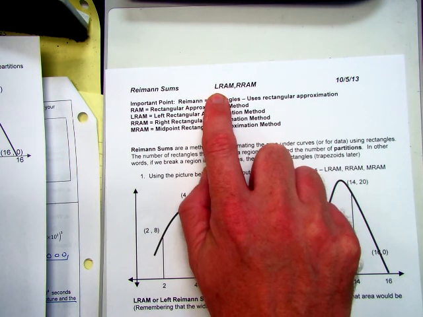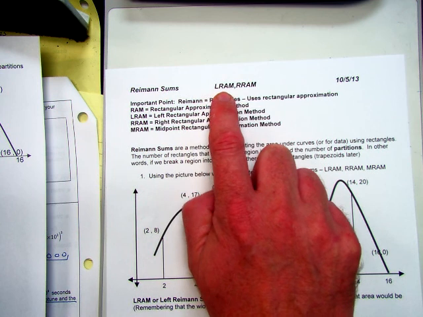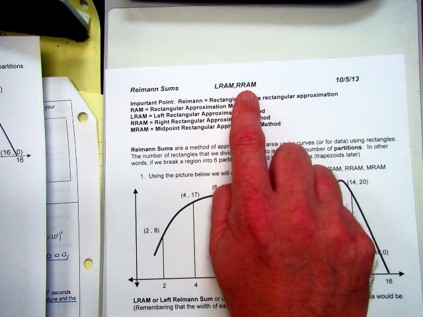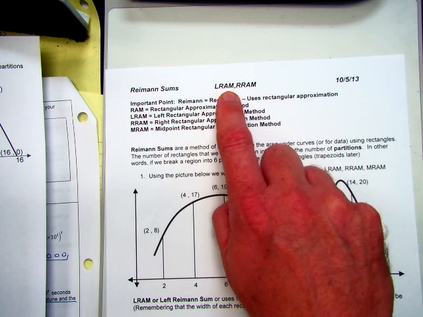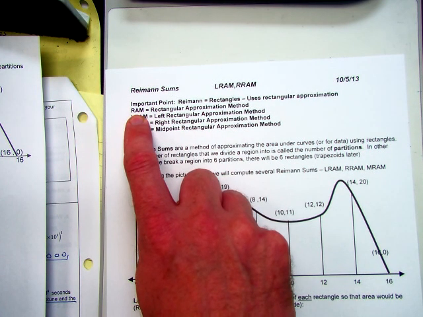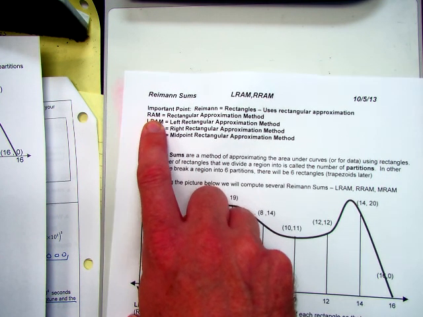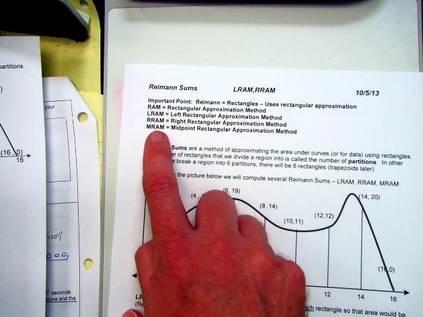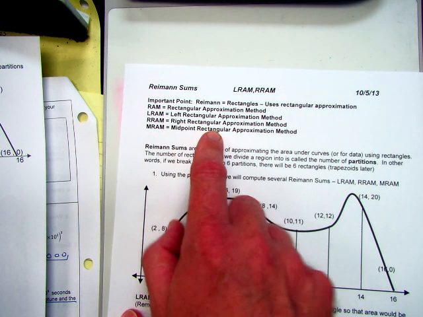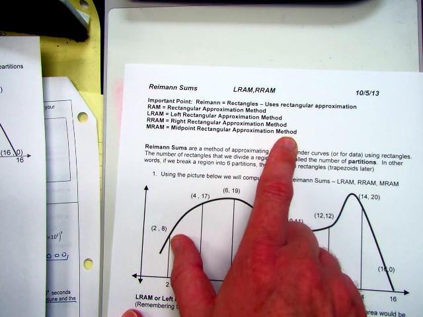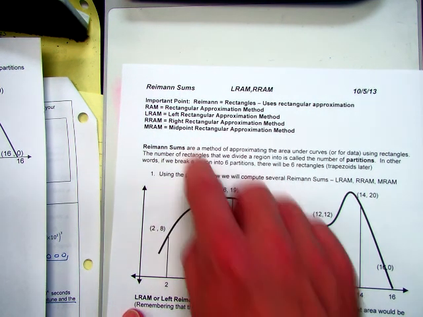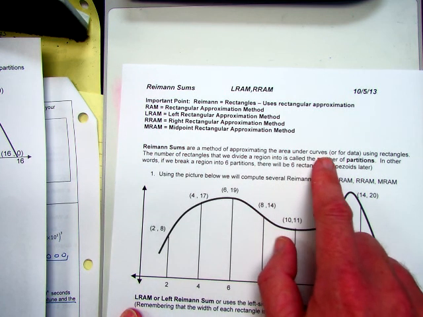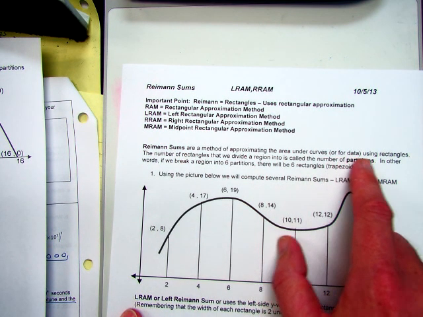This is the left rectangular approximation. This is the right rectangular approximation method. That's all that means. So, rectangular approximation method is just how we find area under a curve using rectangles. Okay, MRAM is the midpoint rectangular approximation method. I'm probably not going to do much of that now, but these are all known as Riemann sums. Okay, they are a method of approximating the area under curves or for data using rectangles.